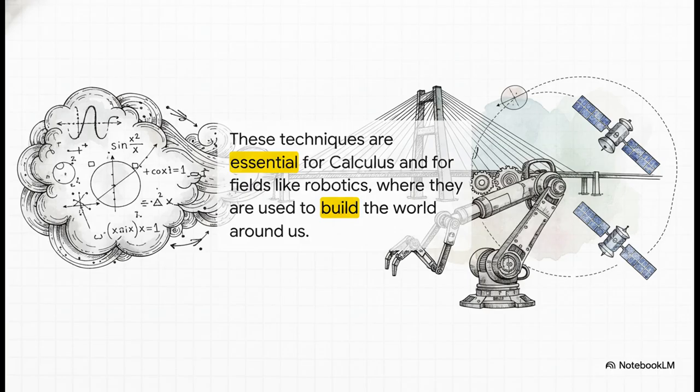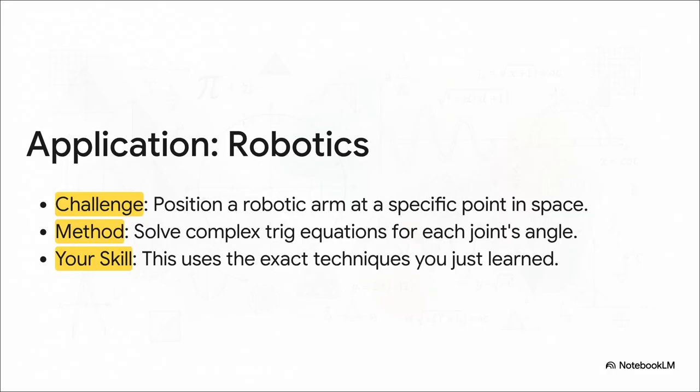Let me give you a specific, really high-tech example. Okay, think about a big robotic arm, like one you see in a car factory. An engineer needs to tell that arm to move its hand to a very specific point in 3D space. To do that, they have to calculate the exact angle for every single joint in the arm. That whole process? It's called inverse kinematics. And at its heart, it involves solving systems of really messy trig equations that often look just like the ones we've been practicing. They use these exact same substitution and identity techniques all the time.